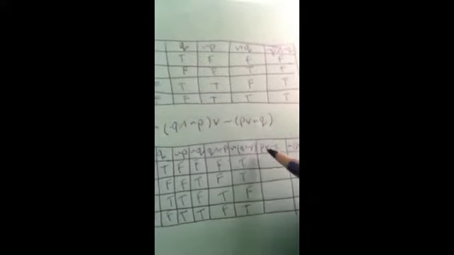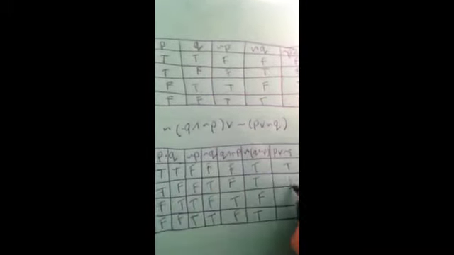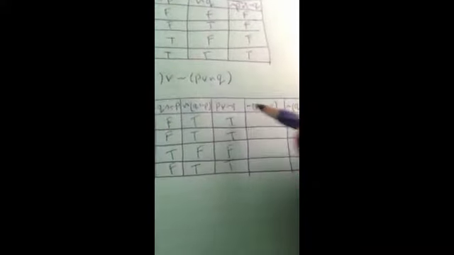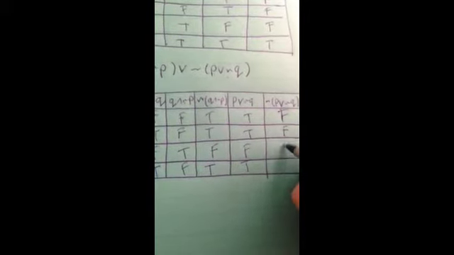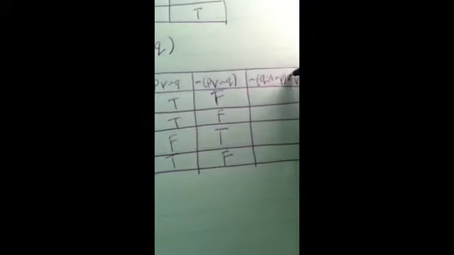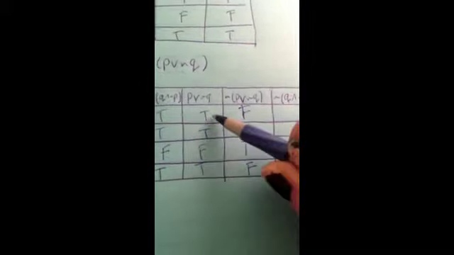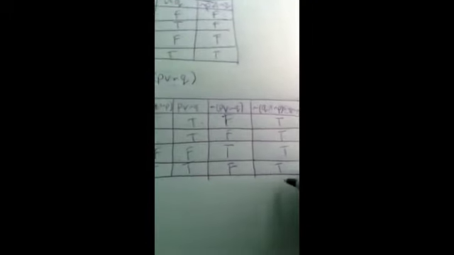Then you take the P column or not Q. At least one is true, so it's true, true, false, true. Then you have the not of this column, so you do the opposite, so it's false, false, true, false. Then you take these two combined with an or. So you have true and false, at least one is true, at least one, at least one. This even ends up to be a tautology.